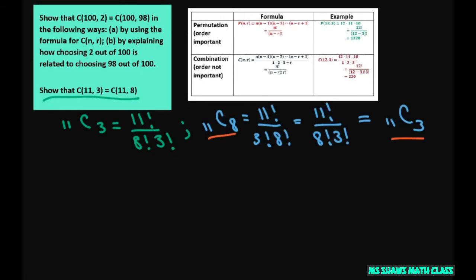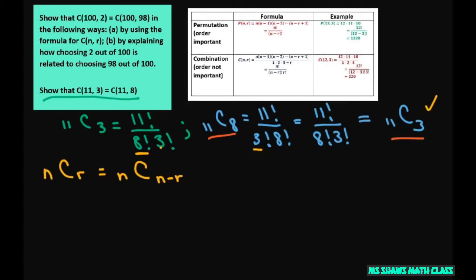Alright, now what we're going to do is use a general formula. So we know that N choose R equals N choose N minus R. Alright, so we already know that based off this. So 11 minus 3 is 8, or 11 minus 8 is 3, or 11 minus 3 is 8.